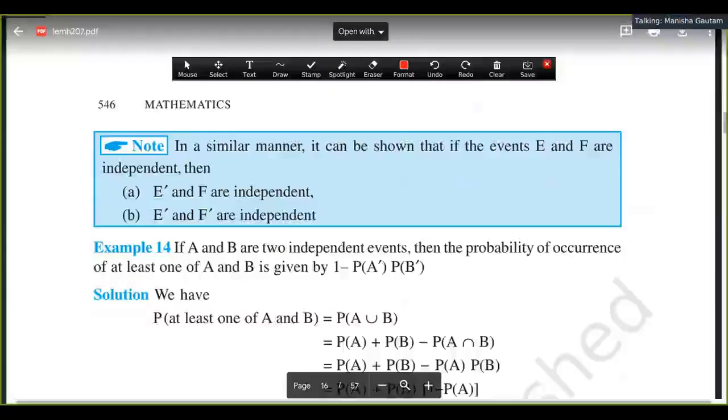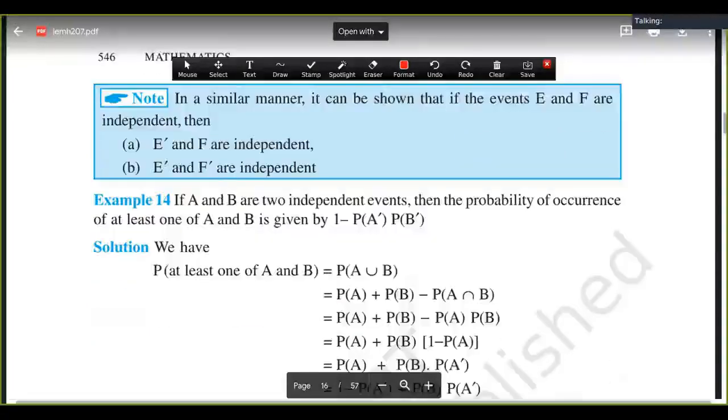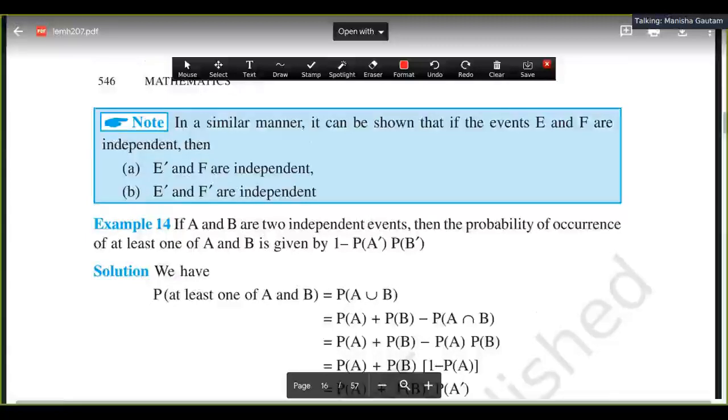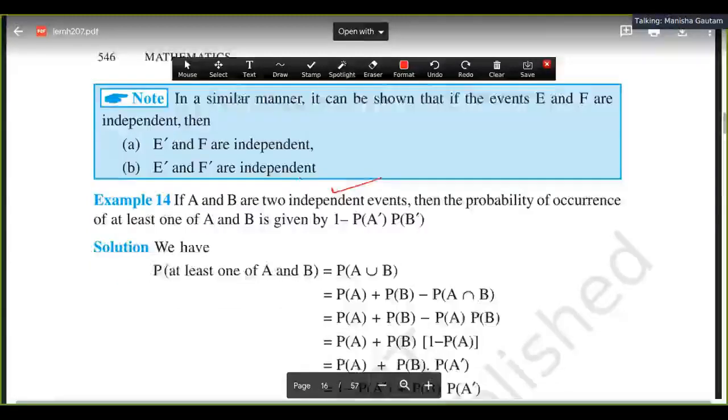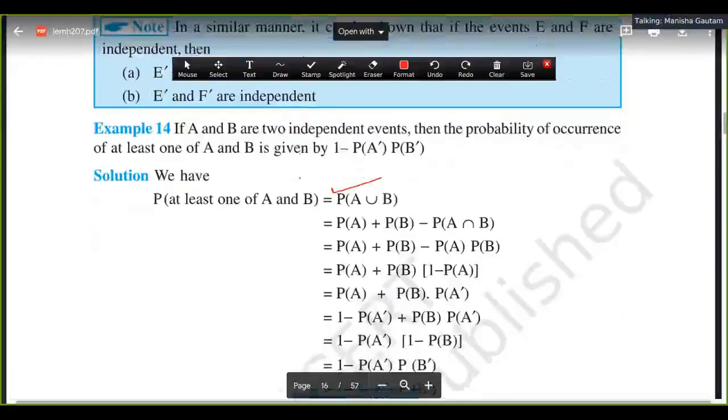Now here is the highlighted part. Notice there, it can be shown that if the events E and F are independent, then E' and F are independent, and E' and F' are independent. Remember this concept. Now here is example number 14.